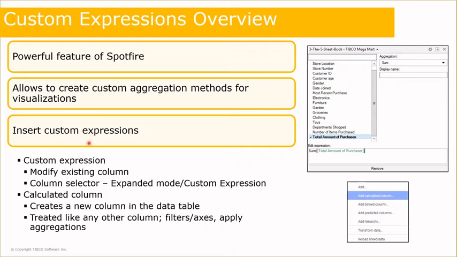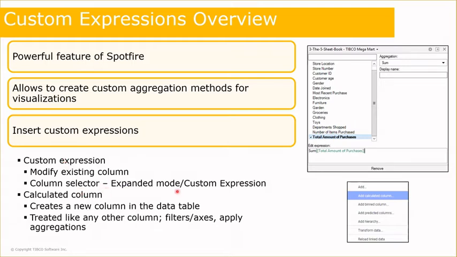Now, you can insert custom expressions in two ways. First, as a custom expression, which means modifying an existing axis, like the x-axis, y-axis, or a color by axis, or a line by axis. So what we do is modify these existing axes in the visualization by inserting a custom expression. We'll see how we do that in a minute. We'll go to the tool.